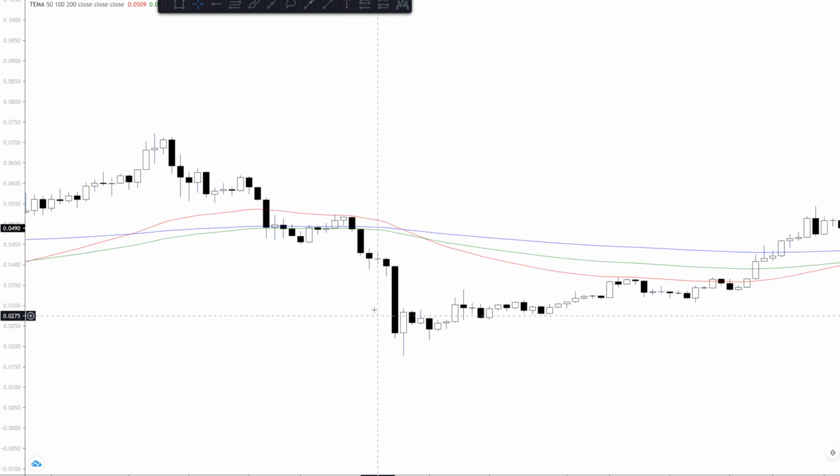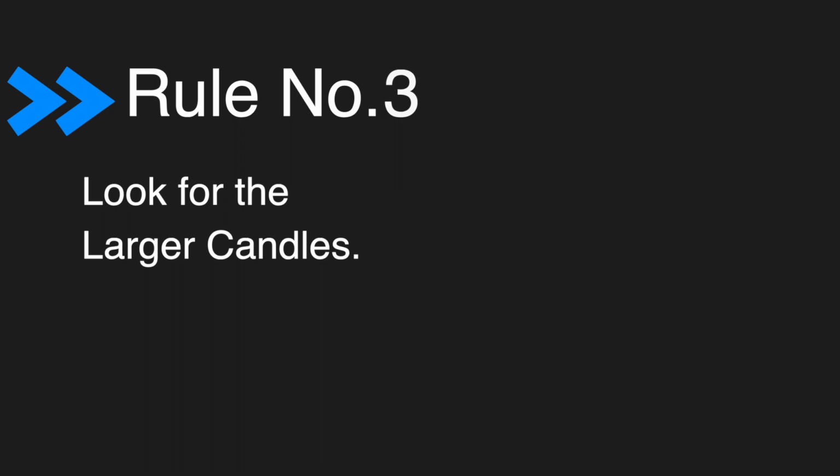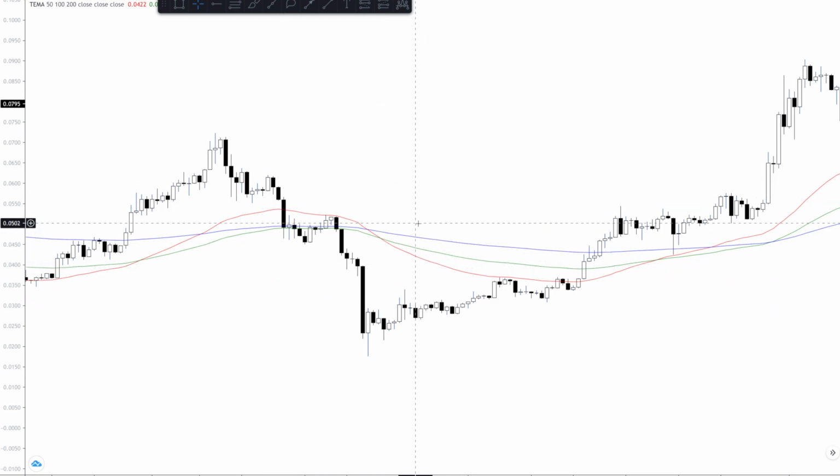Now, sometimes you may see mixed candles, but then the impulsive candles will be stronger ones and the others will be weak. The third step is to look for larger candles. Now, whenever the price is moving impulsively, most of the time you will find larger candles. Like over here in this example, here you can see when the price was moving down impulsively, the candles were larger.